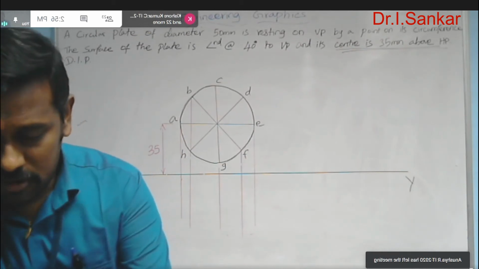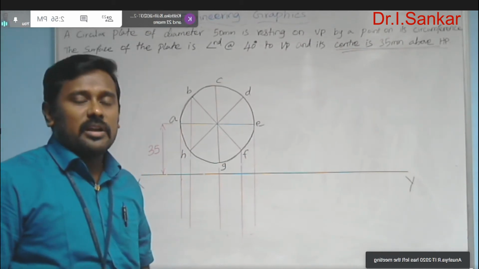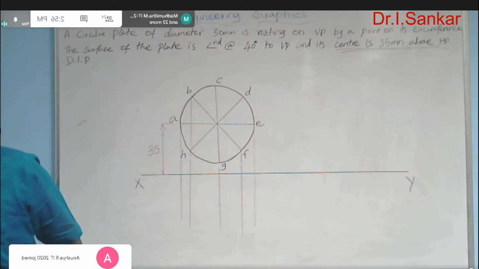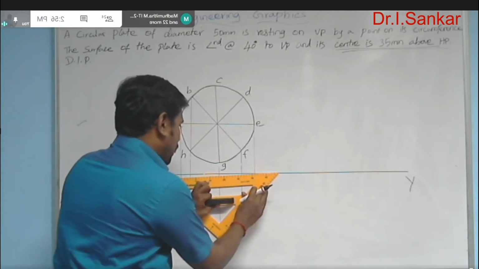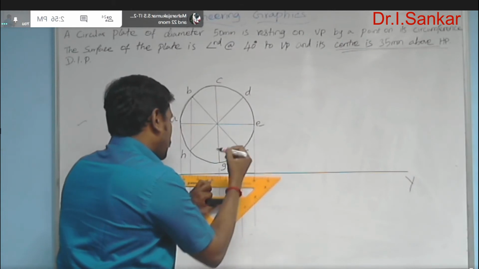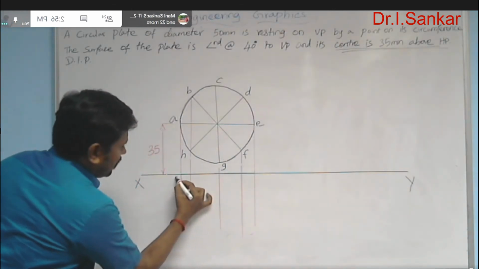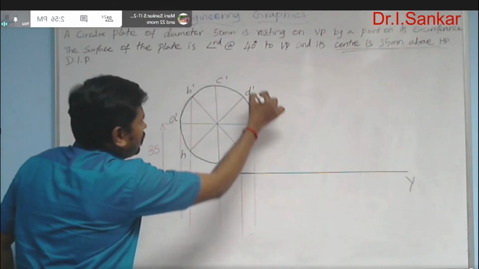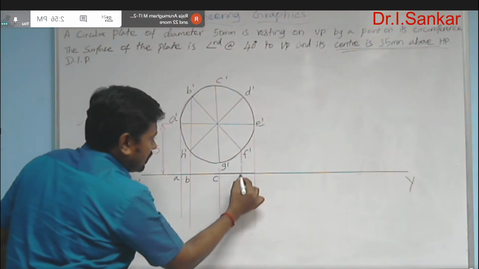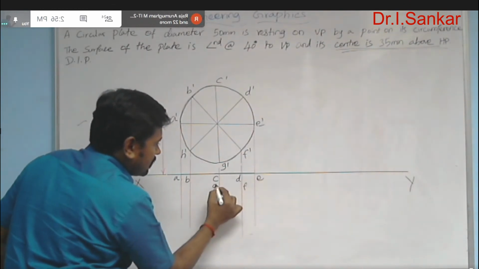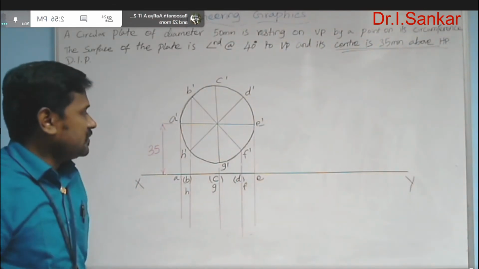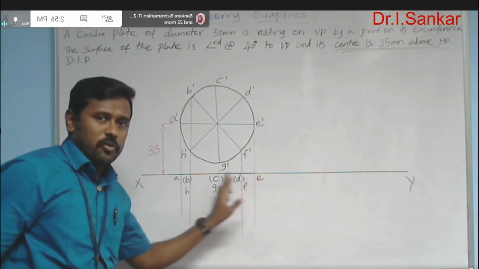And here the top view of this circular plate is nothing but simply a straight line. The straight line will be bounded here. For your understanding, I am drawing it on the XY line, but in your paper you should not do that. Starting from this point, we have to give dashes: A, B, C, D, E, F, G and H. That way, this is nothing but your top view, a straight line.